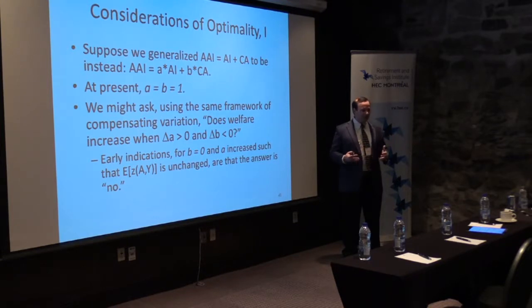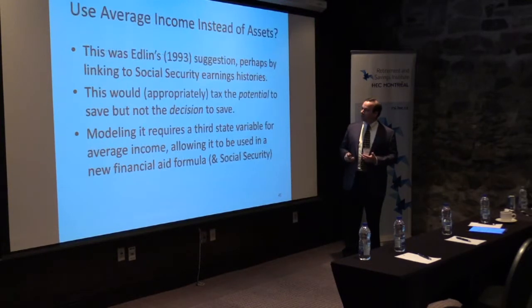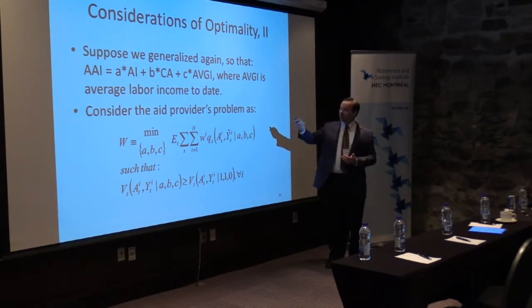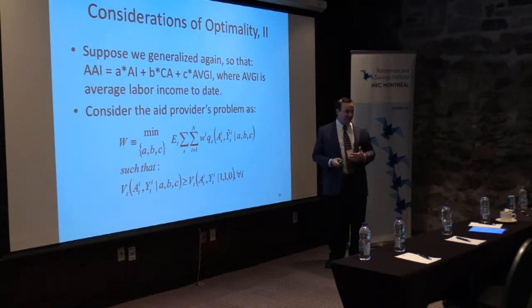And so I don't think you're going to get much mileage out of just removing the asset tax unless you do what Edlund said, which was to put in something else that can approximate that. So in future work, the problem that I'm going to look to solve is an adjusted available income that has weights on all three of those, and then to consider the provider's problem, which is how do I set up an optimal formula.